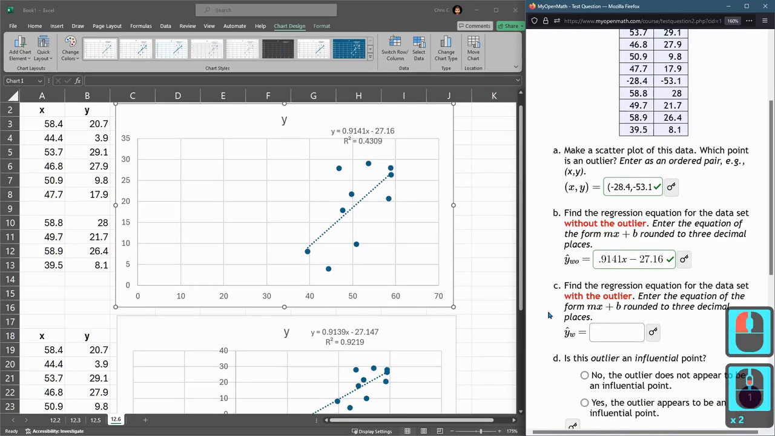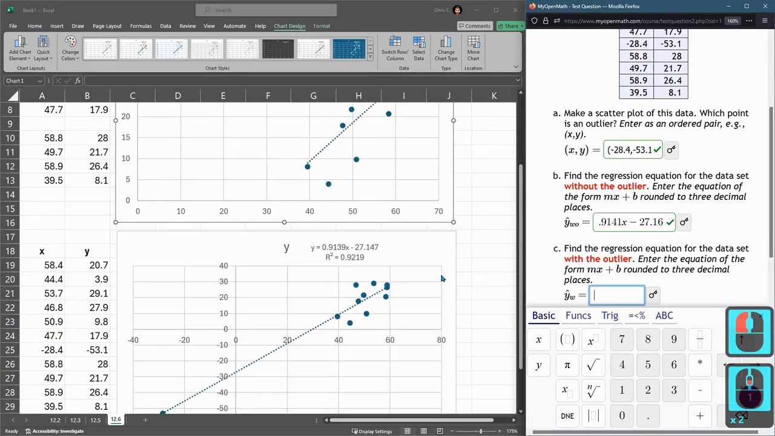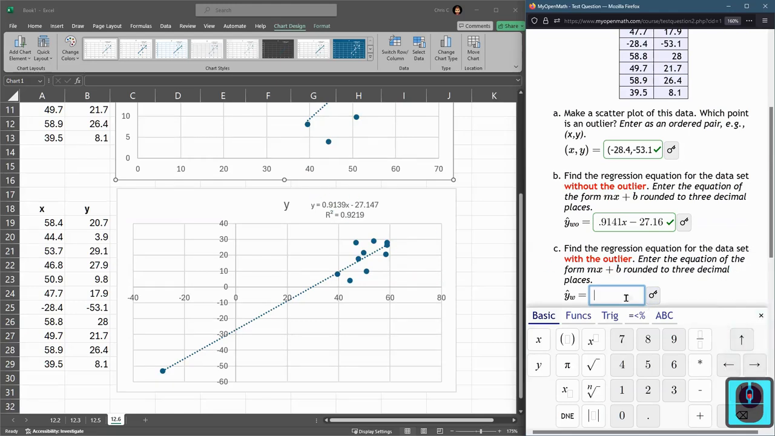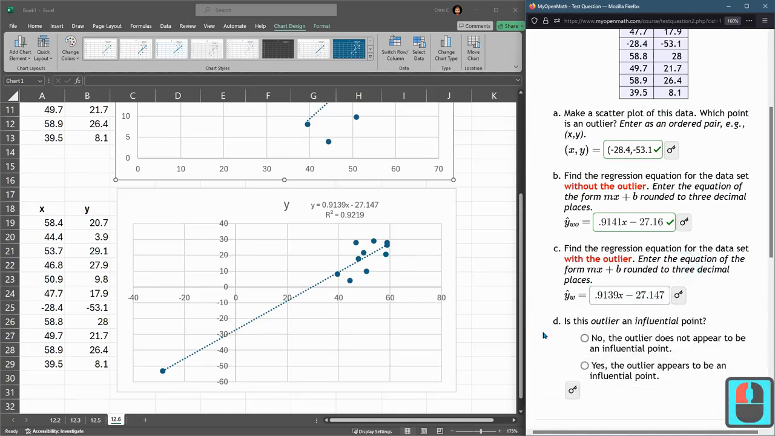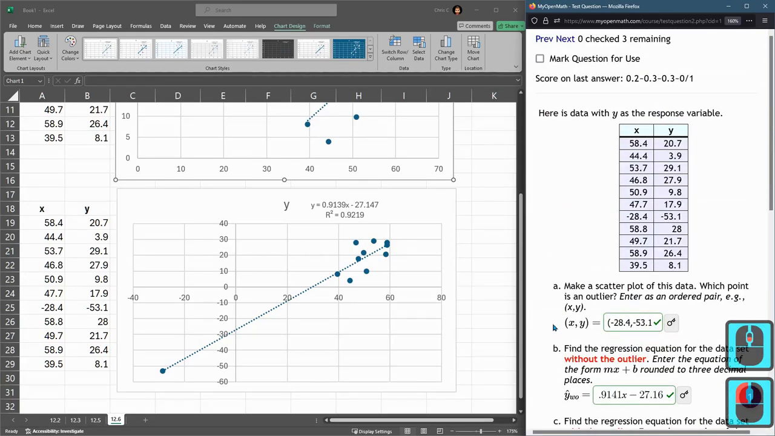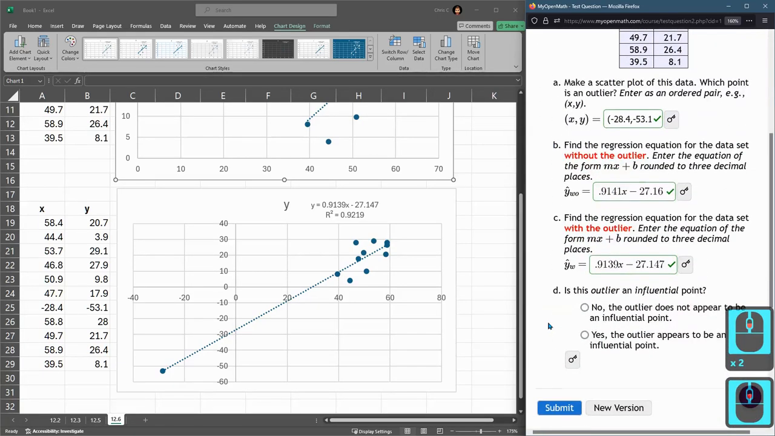Submit. Okay. With the outlier, so I did that one second. I already have the y equals part, so it's 0.9139x minus 27.147. Okay, so we got those two right.